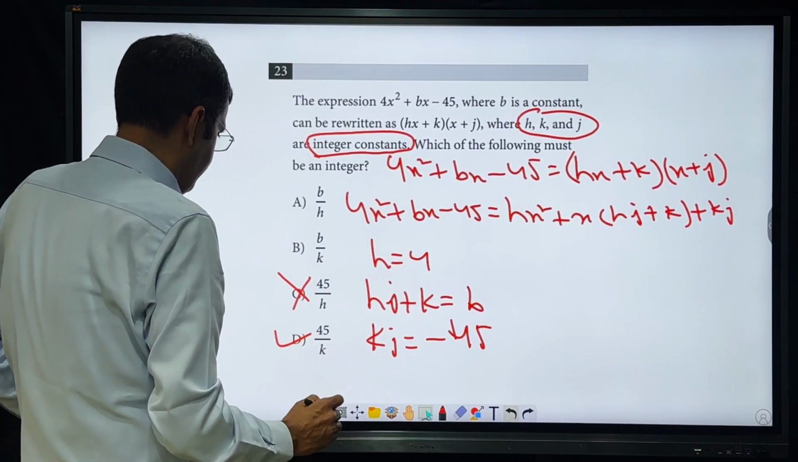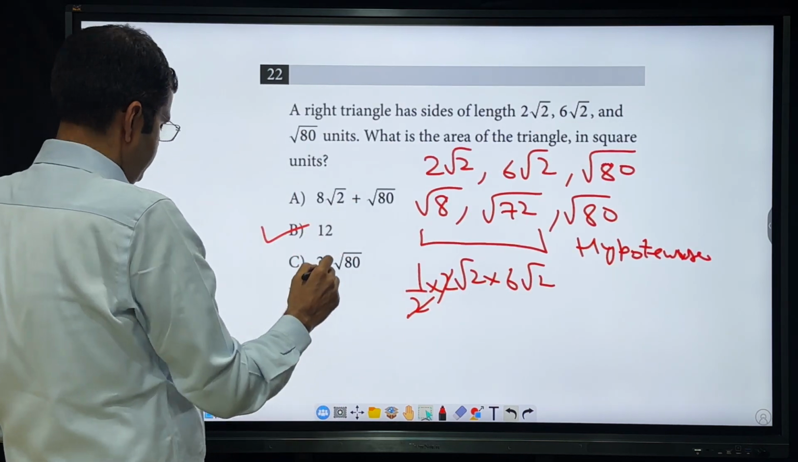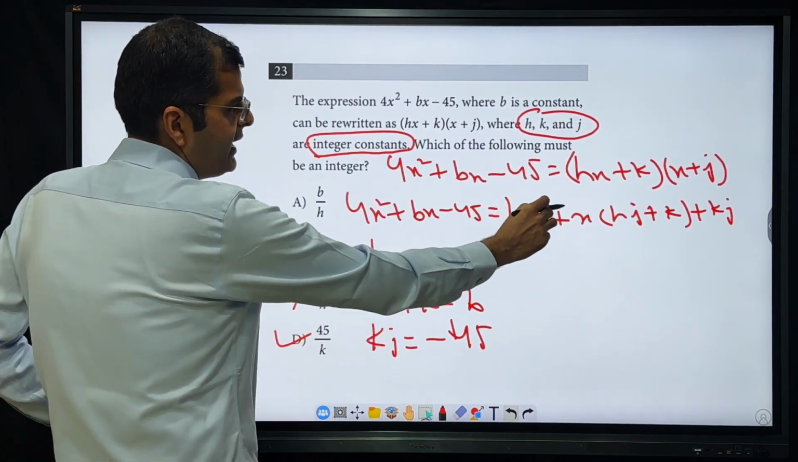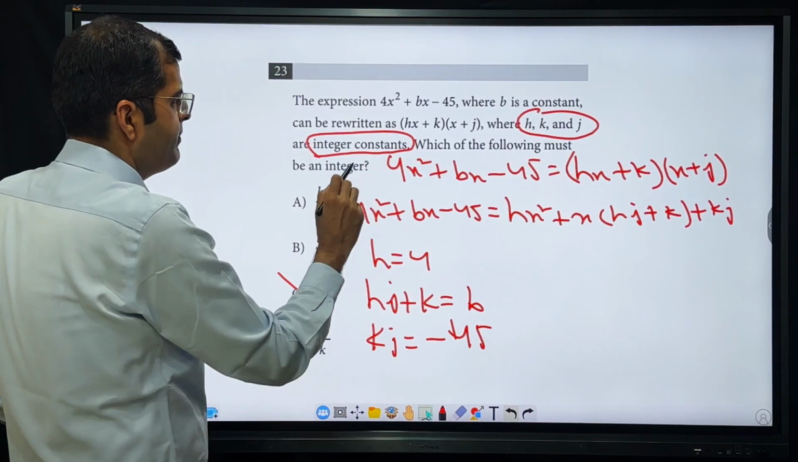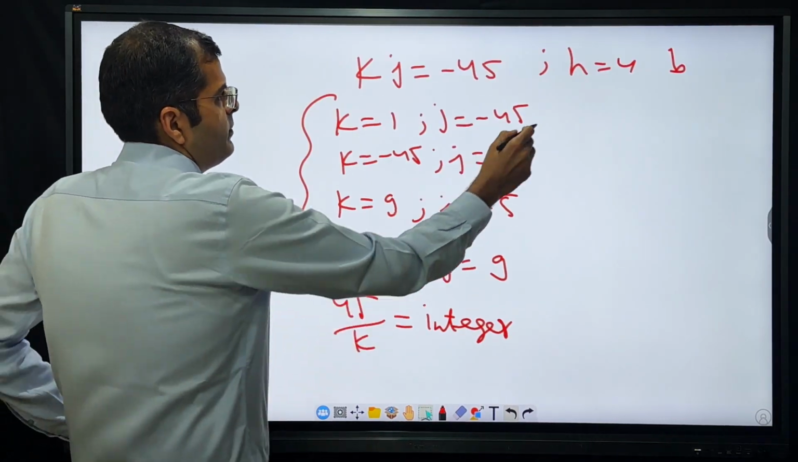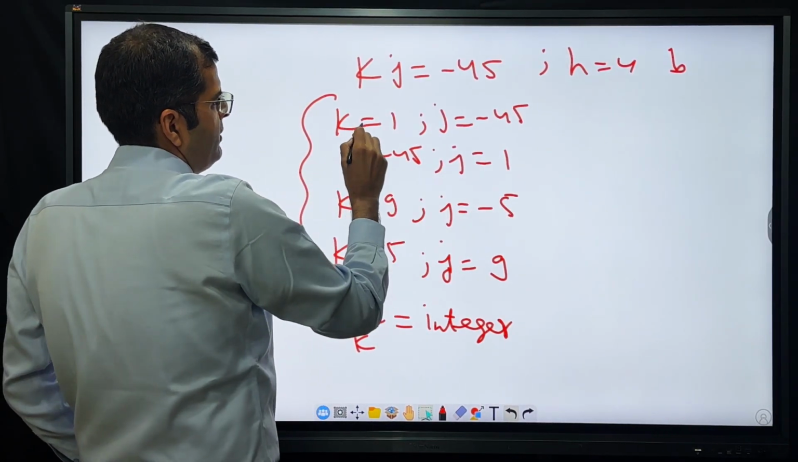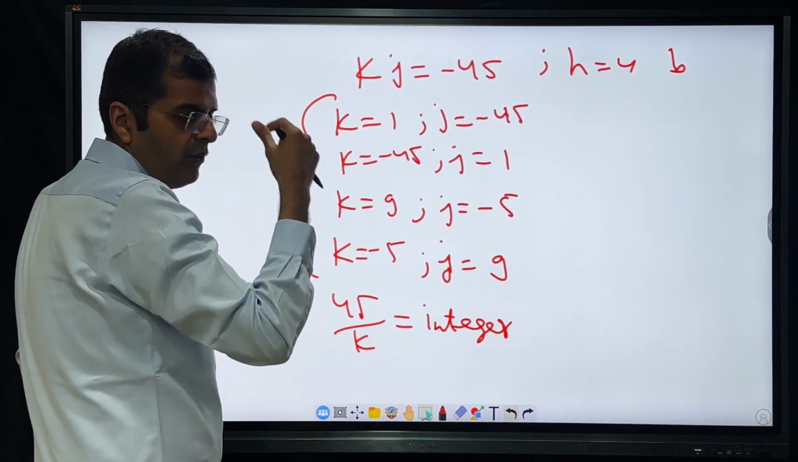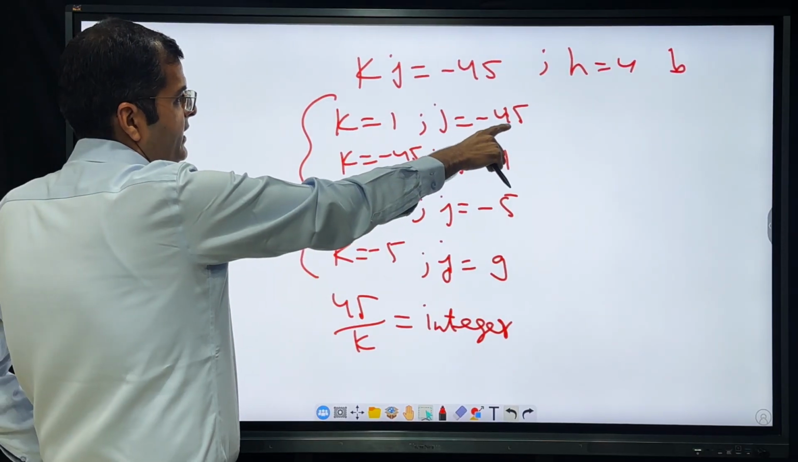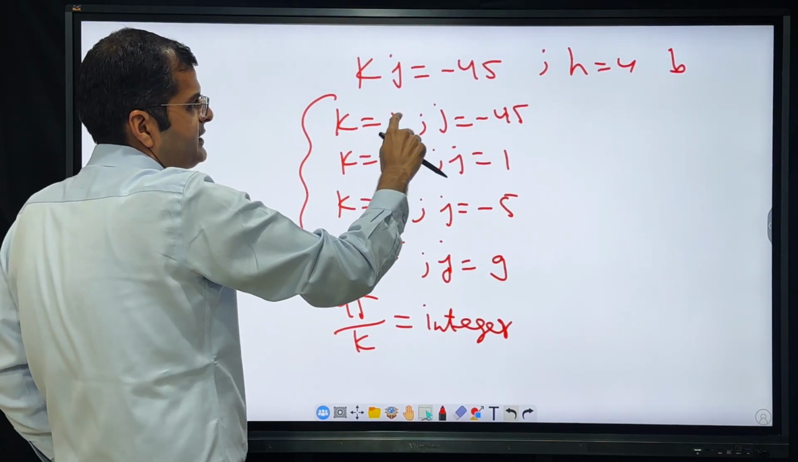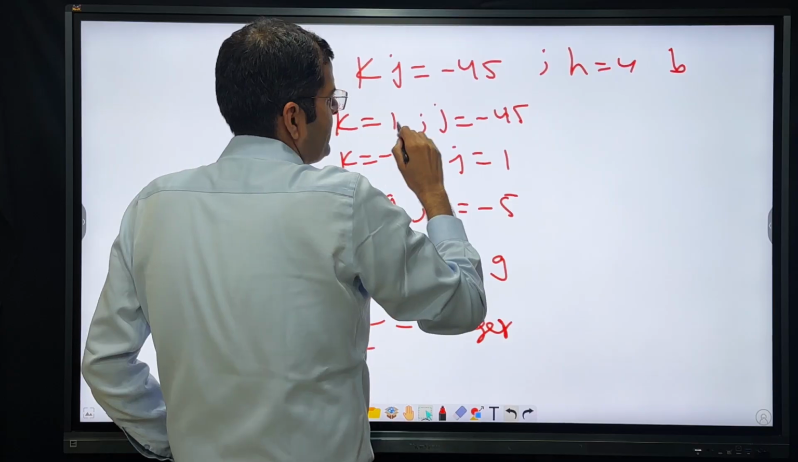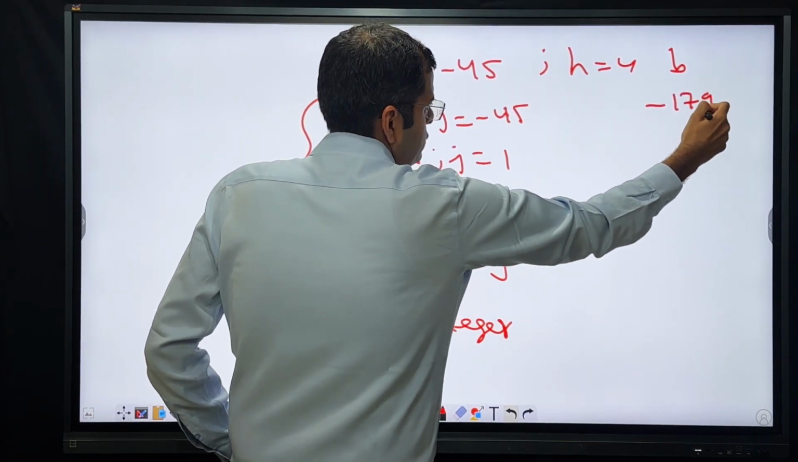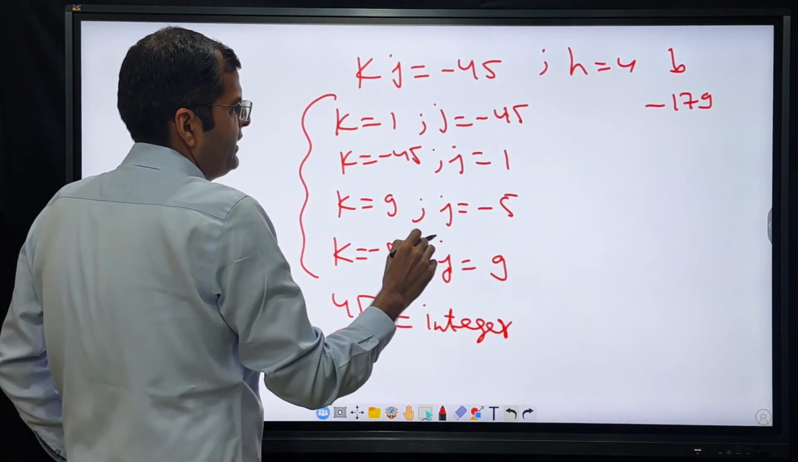B is h into j plus k. So h into j plus k from here will be h is 4 into minus 45. 4 into minus 45 is minus 180. Minus 180 plus k. Minus 180 plus 1 is minus 179. So for this situation, b is minus 179.